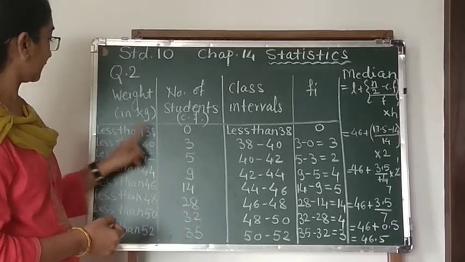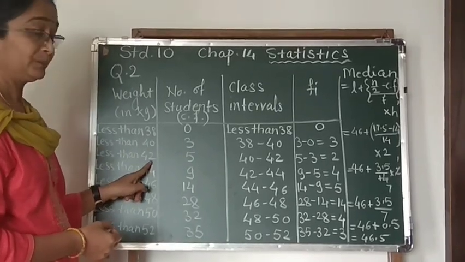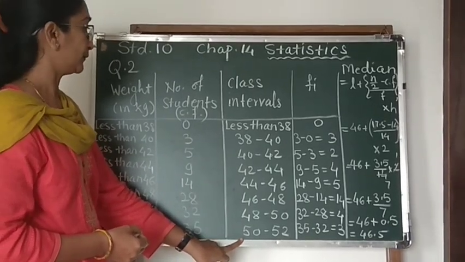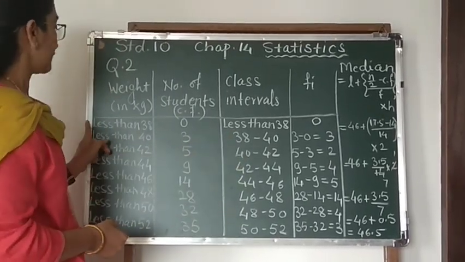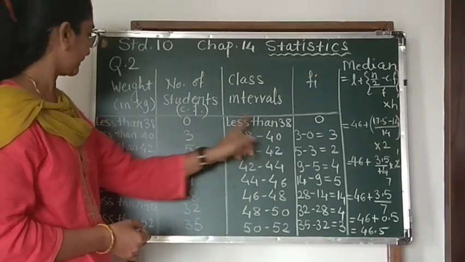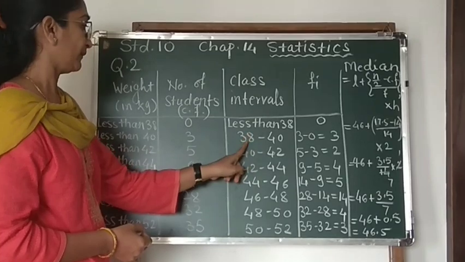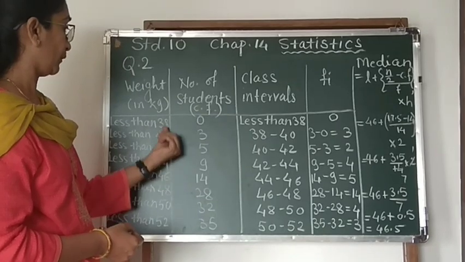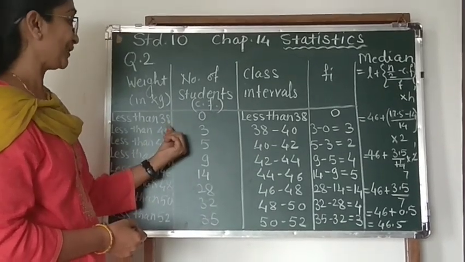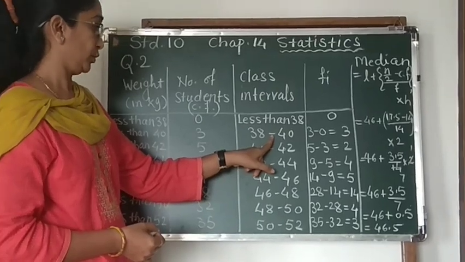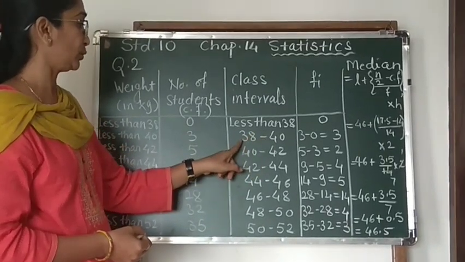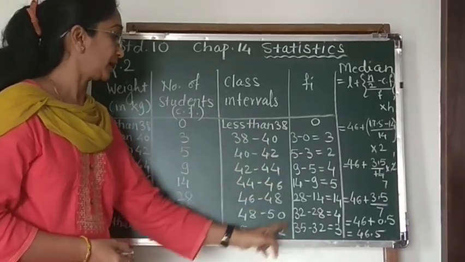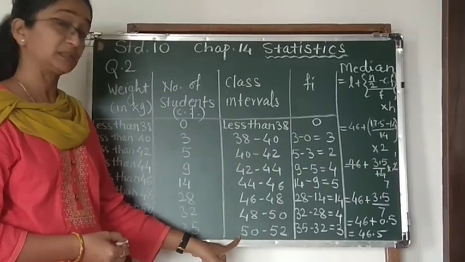intervals are less than 38, less than 40, less than 42, like this. So we have to convert these class intervals into the continuous frequency distribution type. Here the first class interval you write as it is, that is less than 38. Then the next class interval is 38 to 40. You can see that the difference between the upper limits of successive class intervals is 2, so you have to take the class size as 2 here. So 38 to 40, 40 to 42, 42 to 44. These are your class intervals in the continuous frequency distribution type.